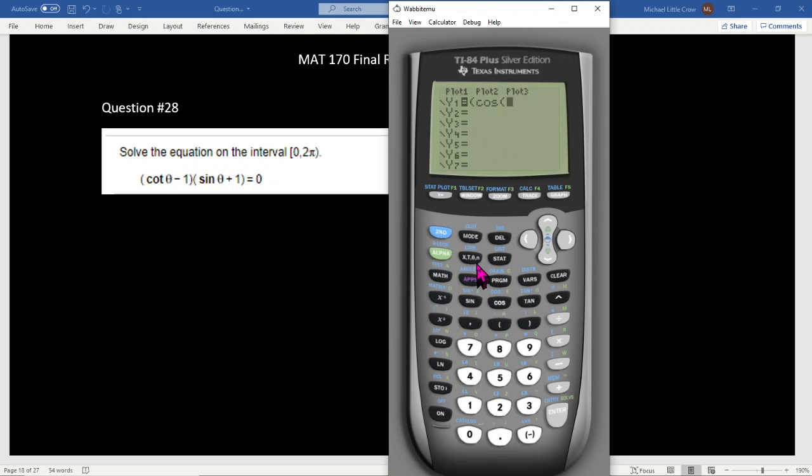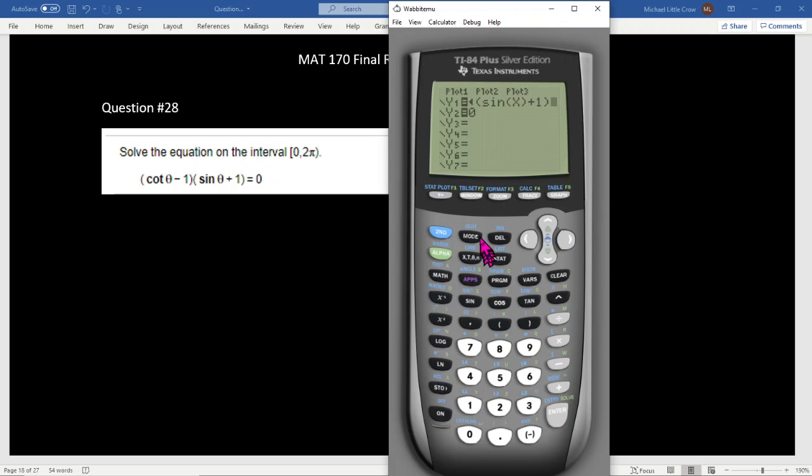It's cosine x divided by sine x. Minus 1. Subtract 1. Close the parentheses, and then it's just sine x plus 1. Close that. It's going to be equal to 0, so we'll put that as a second equation. Again, come back up here just to verify. Cosine x divided by sine x, that's cotangent. Minus 1 times sine x plus 1.